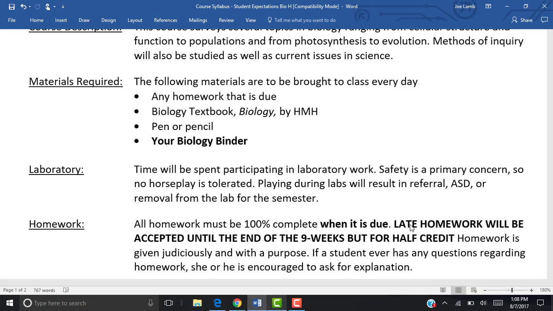We do have a biology textbook. I will be handing that out here shortly. It's a small little blue book, and be sure to bring that to class basically every day. I will let you know if you do need to bring it to class. If you do not, don't worry about it, but make sure that you're bringing everything else you need to bring: a pen or pencil, obviously you need something to write with, and your biology binder, which we will talk about a little bit later on.